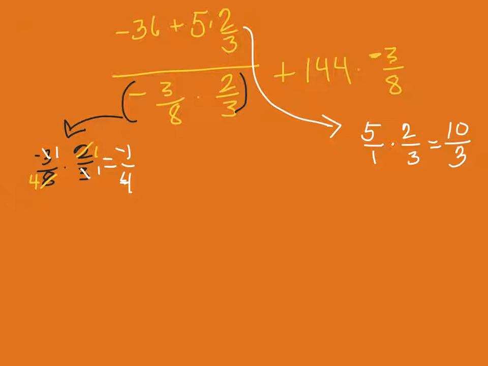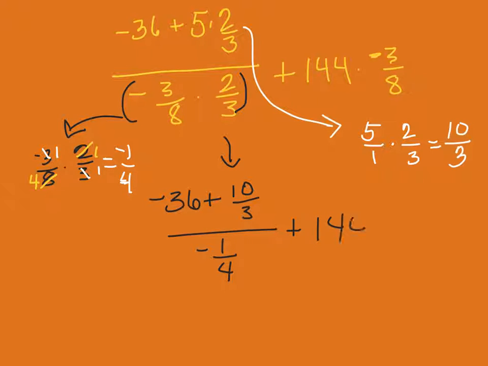So I'm going to rewrite this in its entirety. So I'm going to have -36 plus 10/3 divided by -1/4 plus 144 times negative 3/8. So here we are again. The next thing I need to do is finish this.